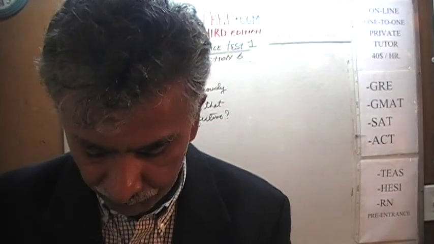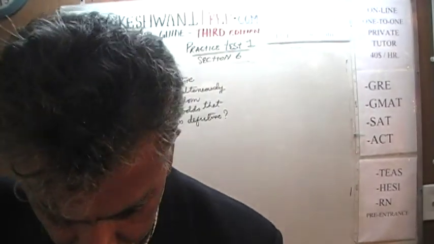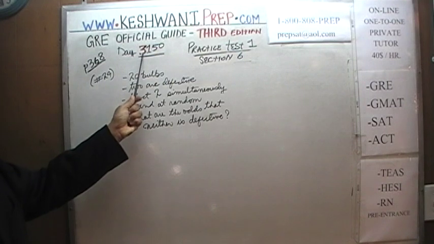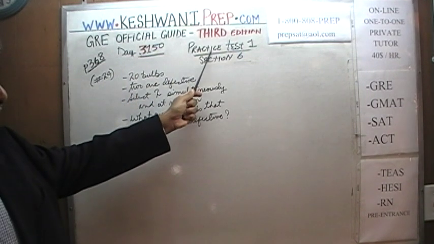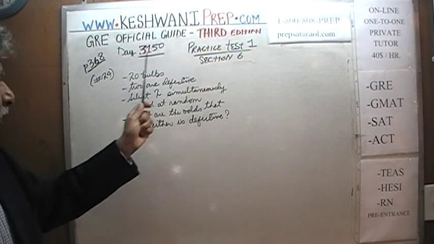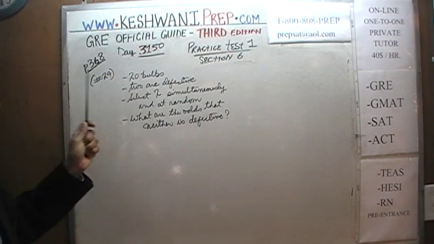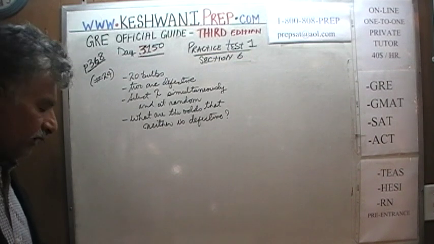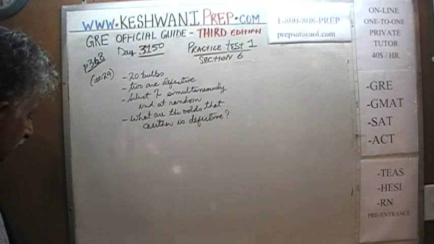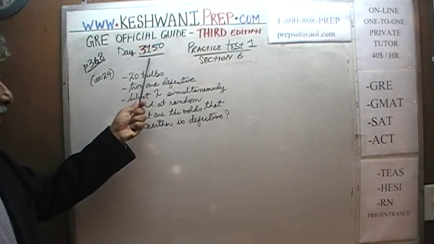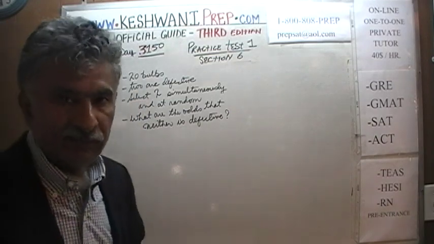Today is our lesson number 150. Day 3150. The 3 signifies that we are in the third edition. Third edition, day 150. We are working on the practice test at the very end of the book on page number 368. Today we'll finish this section. We'll do questions number 24 and 25. Question number 24 is already on the blackboard. Let's work on it. Tomorrow, on day number 151, we'll begin exam number 2.